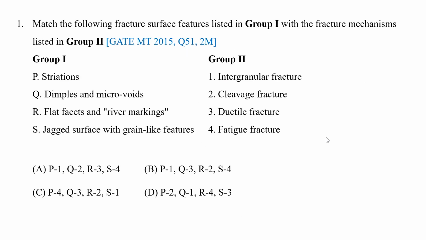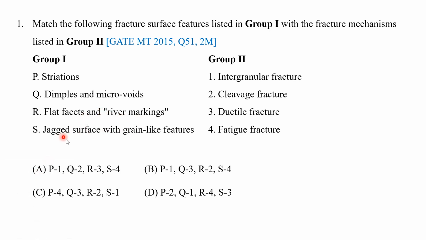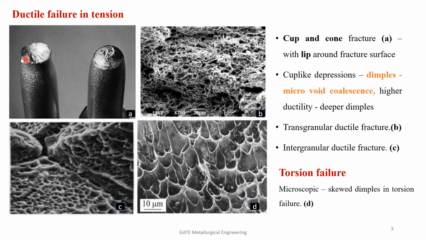So the first question today is, match the following fracture surface features listed in group 1 with the fracture mechanisms listed in group 2. In group 1 we have striations, dimples and microvoids, flat facets and river markings, and jagged surface with grain-like features. In group 2, we have intergranular fracture, cleavage fracture, ductile fracture, and fatigue fracture. In group 1, we have how the fracture surface, or the fractograph, looks, and here we have the type of fracture that could be associated with it. So the task is to match the features in group 1 to the fracture mechanisms in group 2. First we will see what happens in ductile fracture.